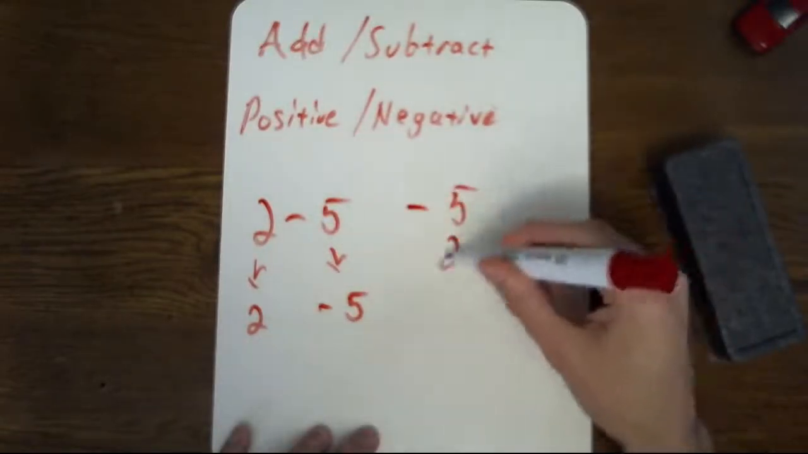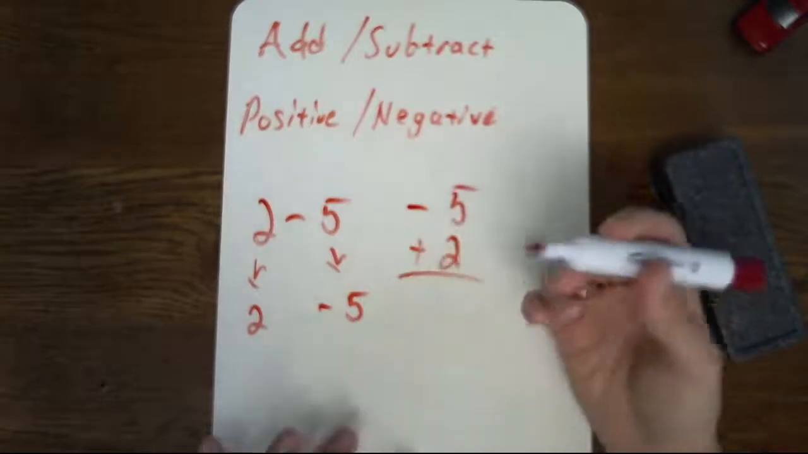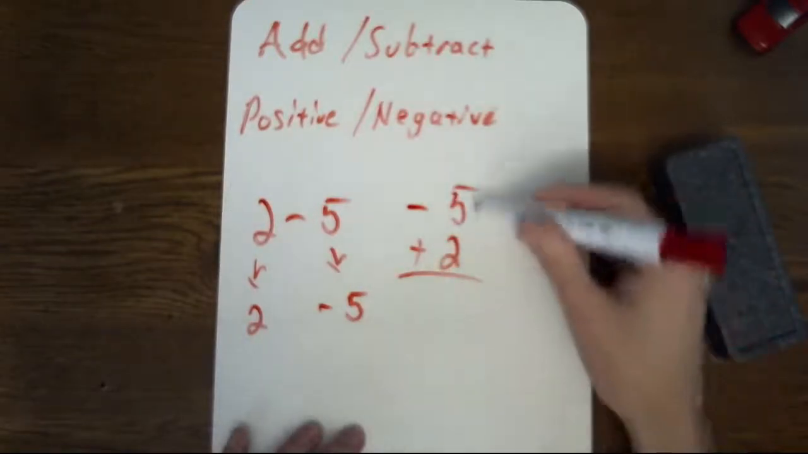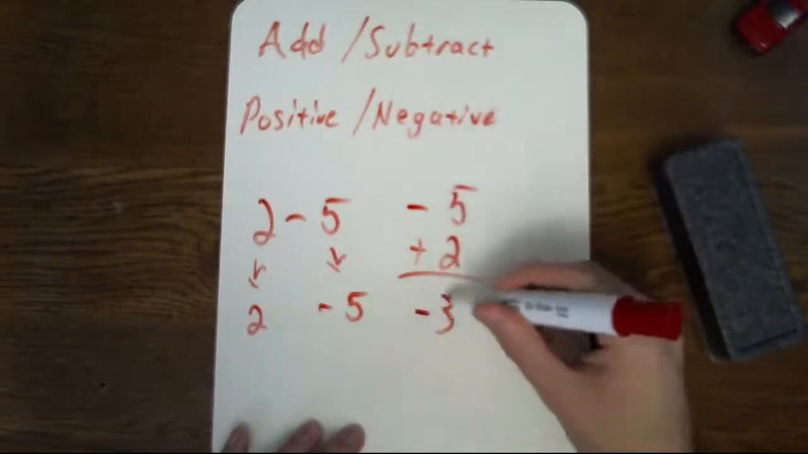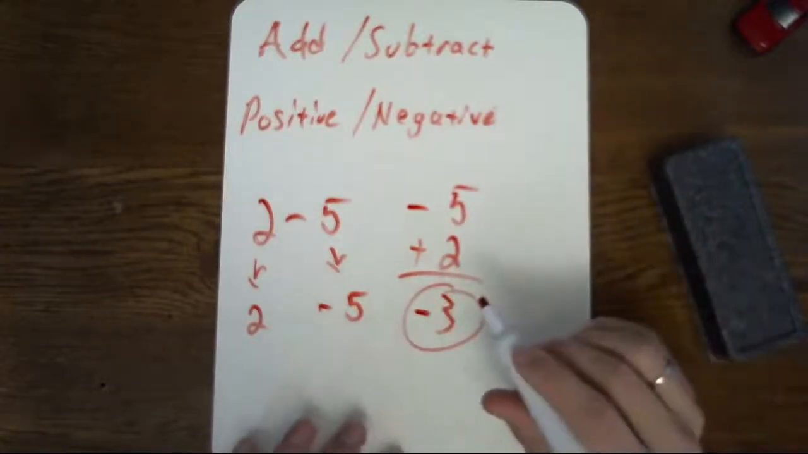Since I'm subtracting 5, I could also treat it as a negative 5. And then I can stack those vertically on the side. And now you can follow the same rules. Different signs, find the difference. 5 minus 2 is 3. The greater sign is negative. So it's just a little bit shorter.